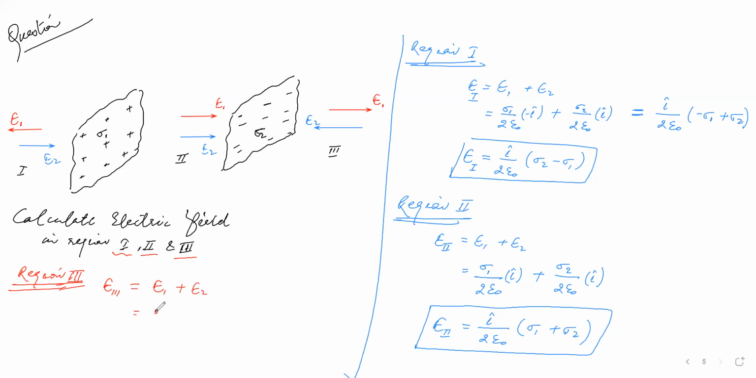What is your E1? E1 is again sigma 1 over 2 epsilon naught, direction plus i cap. And sigma 2 over 2 epsilon naught, minus i cap. Finally you get i cap over 2 epsilon naught, sigma 1 minus sigma 2. This one is your E3. Yes, sir. Note it down, please. Done, sir.